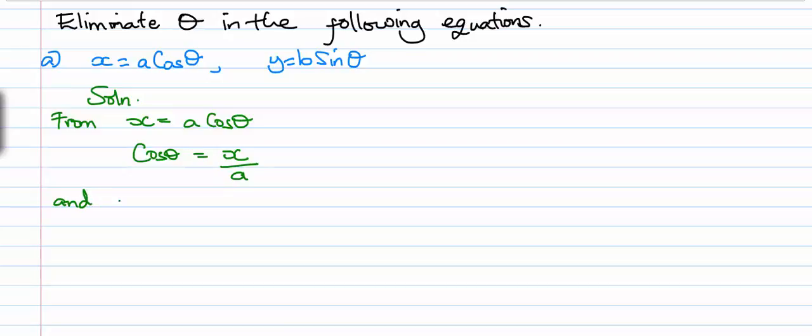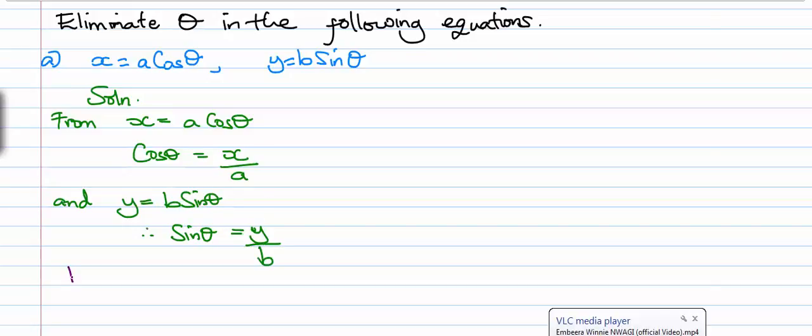So if you want to eliminate theta, of course I'll make cos theta the subject in the first expression, which will give me cos theta is equal to x over a, and I'll also make sin theta the subject in the second expression, which will give me y over b.